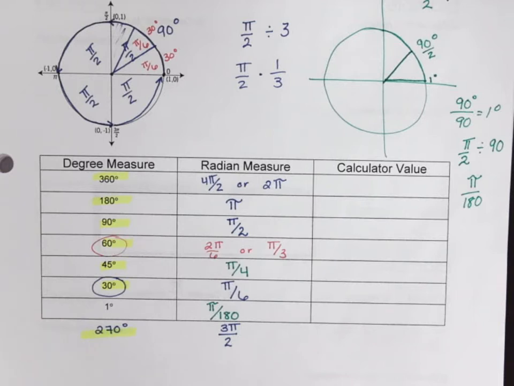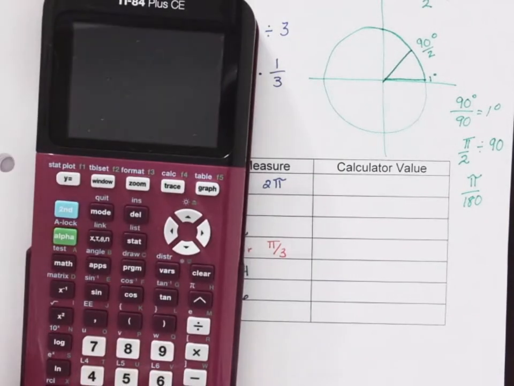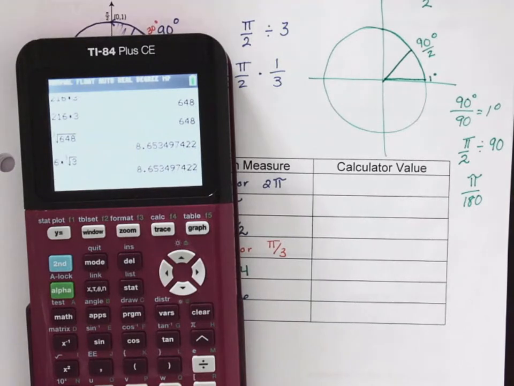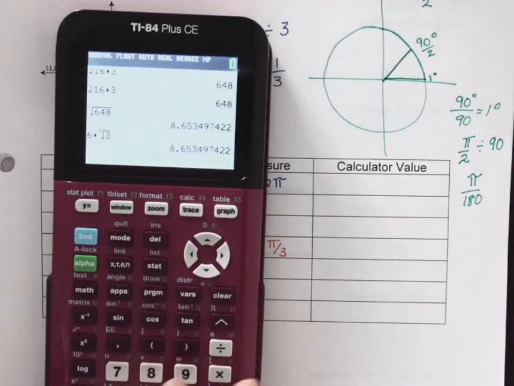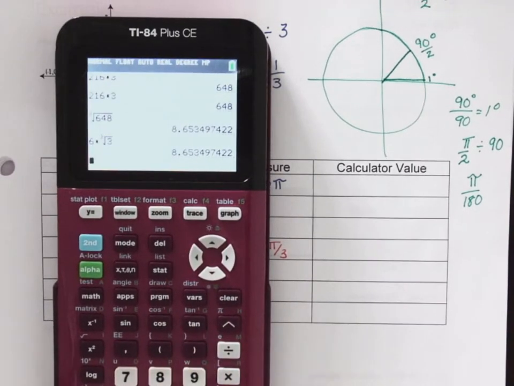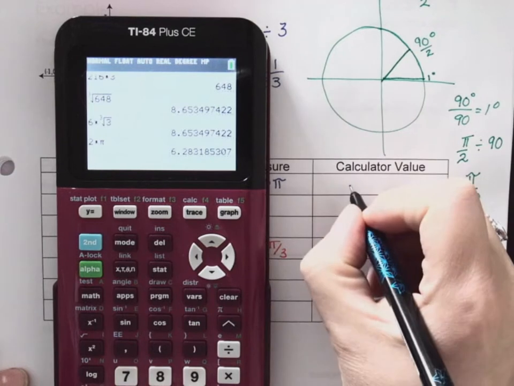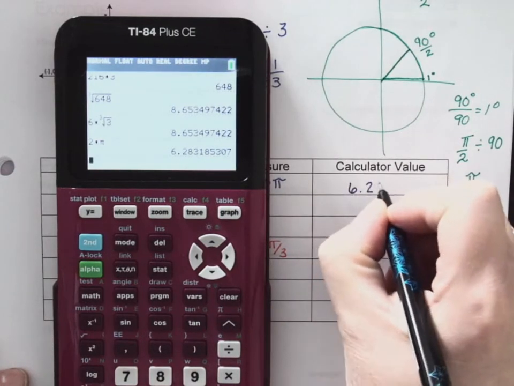Okay, this is the not exciting part. This is my least exciting part. I don't know if we even need to do this, but let's do our calculator values. I'm going to do 2 pi first, so 2 times pi, and we're going to get some crazy irrational number. So 6.28.